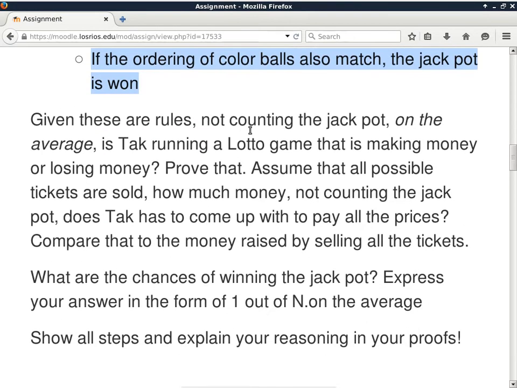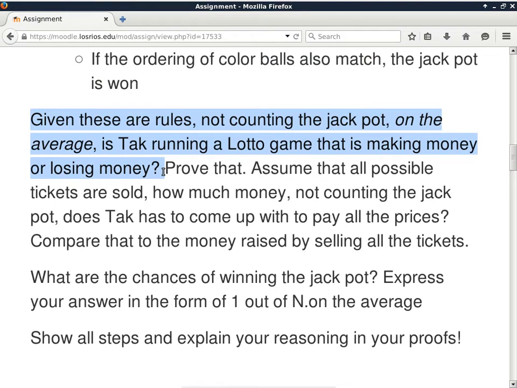Okay, so given these are the rules and not counting the jackpot, on the average, is this game even sane? In other words, am I going to lose money or win money in the long run? On the average, this is just according to statistics. Did I set it up so that I will be the one losing money in the long run, or am I going to win money? I really do not know the answer to that question. I just set up these rules and said we'll run with that, and then you guys will have to prove whether I'm going to win money or not. So what you need to do is to prove it.